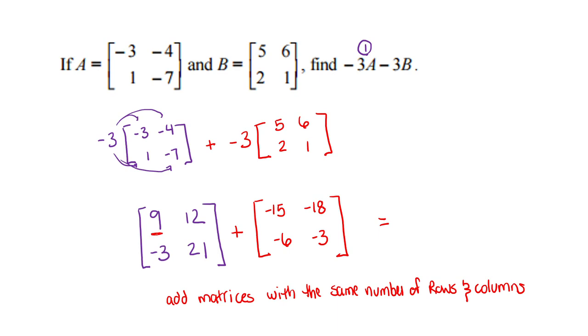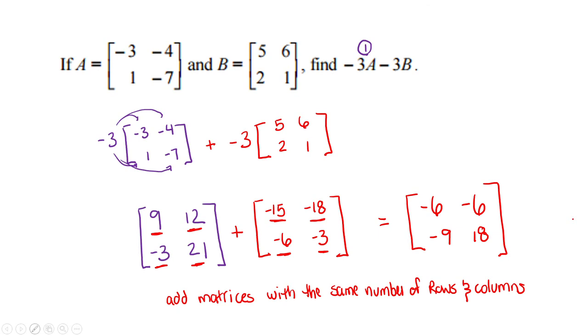So what I'm going to add is 9 plus -15. That gives me -6. Then 12 plus -18. That also gives me -6. Then -3 plus -6 gives me -9. And then 21 plus -3, that gives me 18. This is the final answer to this question. Hopefully that makes sense. If not, please ask me to pause and I can explain another problem.